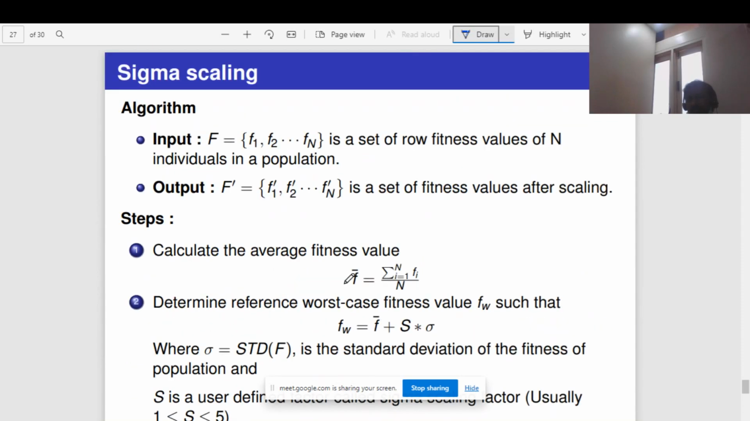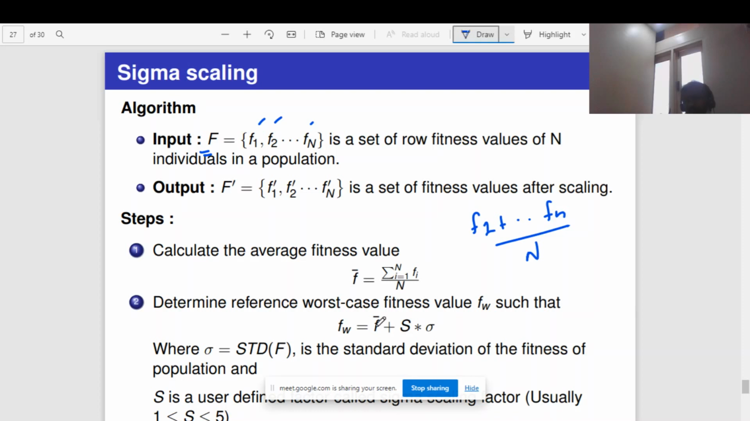The next is sigma scaling. In sigma scaling, it's quite similar with a different formula. The input and output are the same. This is set f with the individuals. Now we want to create another set f dash, which is the scaled individuals f1 dash, f2 dash up to fn dash. Again, as usual, first you calculate the mean, f dash, which is nothing but f1 plus f2 plus f3 up to fn by n.